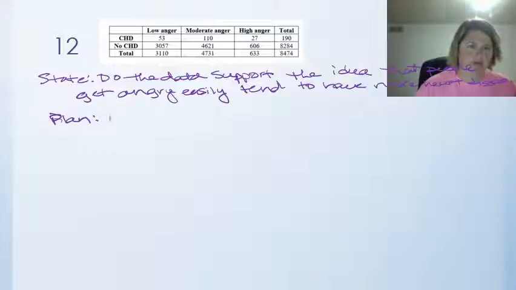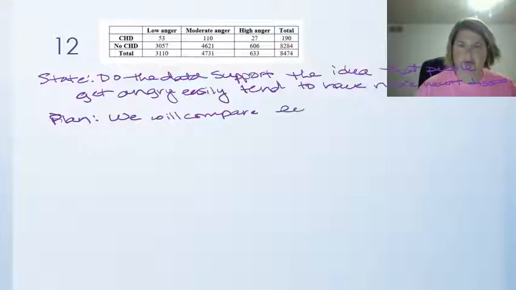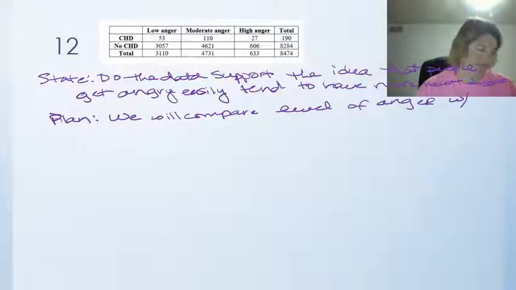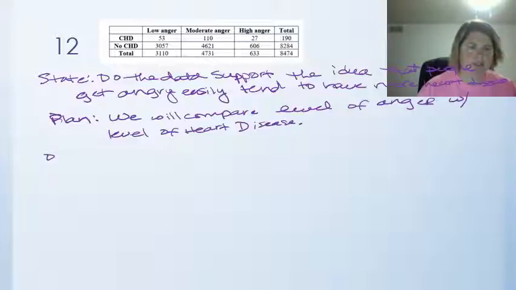So we will compare level of anger with level of heart disease. All right. So then our do is actually to make the table.